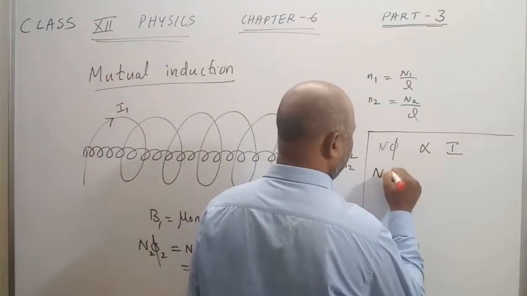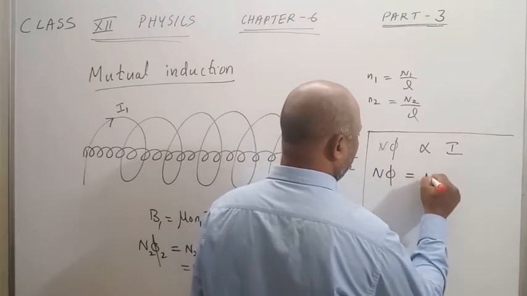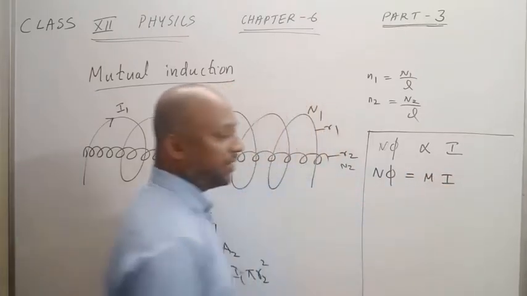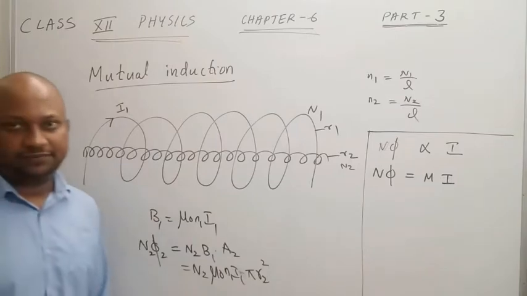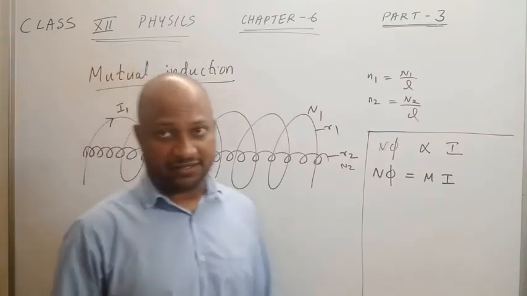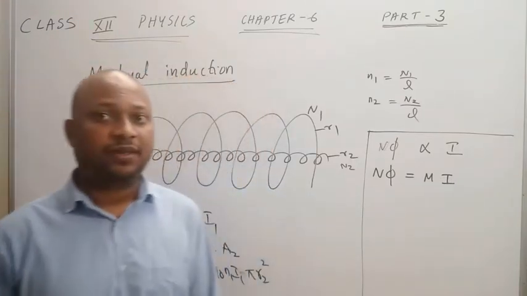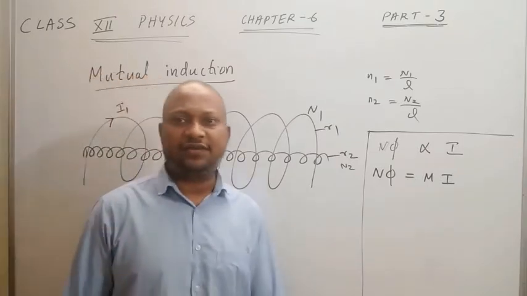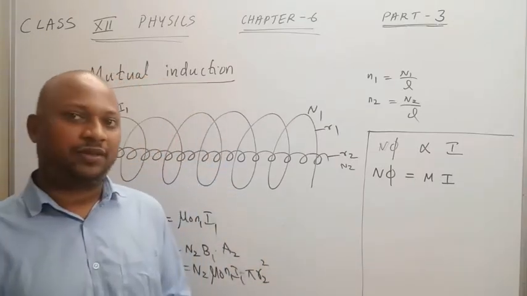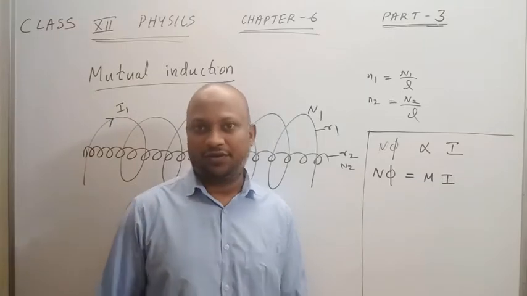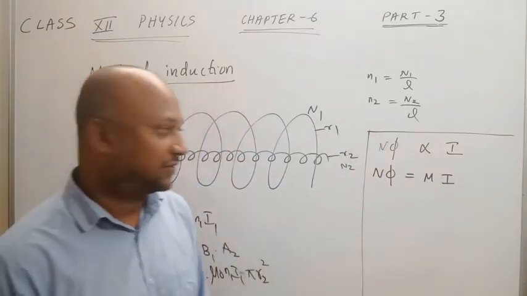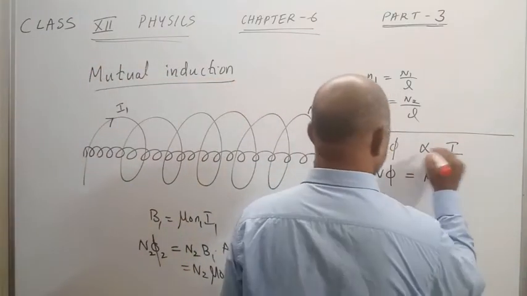So we can say that N phi is equal to M into I, where M is the mutual inductance, meaning the ability of the second coil to induce a current due to the current in the first coil. So here is what we are talking about.